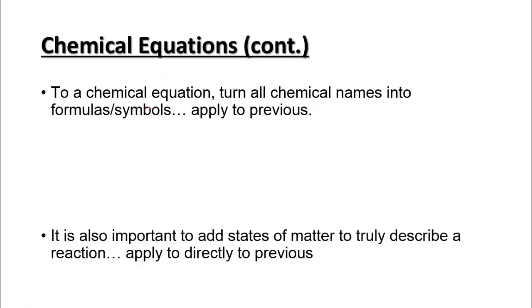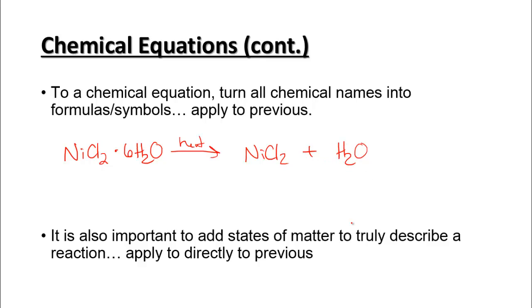Now, for a chemical equation, you want to turn all those chemical names into formulas and symbols. So we apply that to the previous problem. In your notes you can see a little better, but nickel 2 chloride hexahydrate is NiCl2 dot 6H2O. We're going to heat it up, and when you heat it up, it's going to drive off these waters, and we'll end up with the anhydrous form, just NiCl2 and H2O, like so. Right now we're not really worrying too much about balancing, but you put a 6 right here. So basically it would drive off those 6 waters, separating them from the nickel 2 chloride.